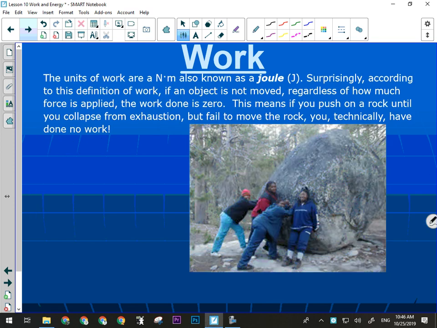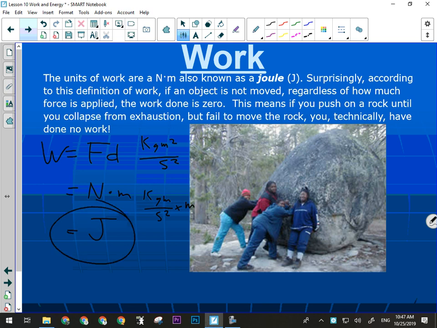The units of work are in Newton meter. We can see that because the formula to calculate work is force times distance. Units for force are newtons, units for distance are meters, Newton meter. Joule. You can write Newton meter if you want, but we always use joule as the units for energy. So joules, that's actually a kilogram meters squared per second squared, because a newton is a kilogram meter per second squared. We're multiplying by another distance, so we get kilogram meters squared per second squared, which is a joule.